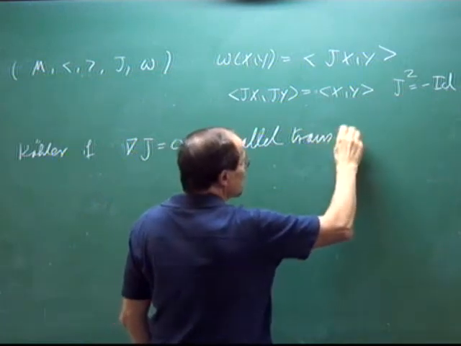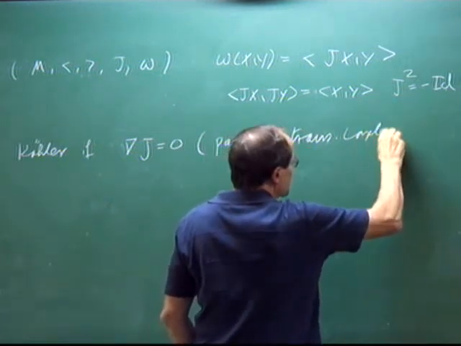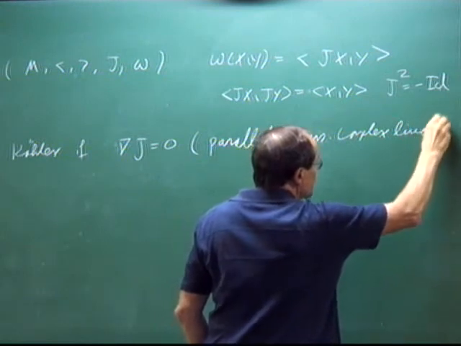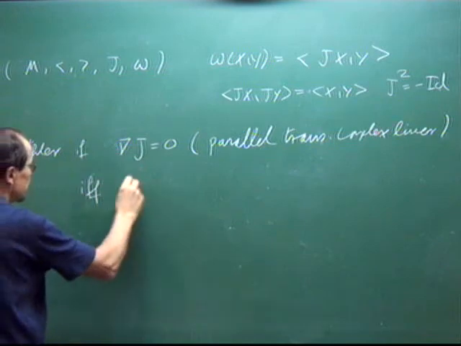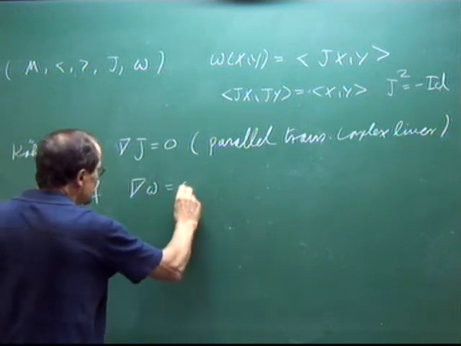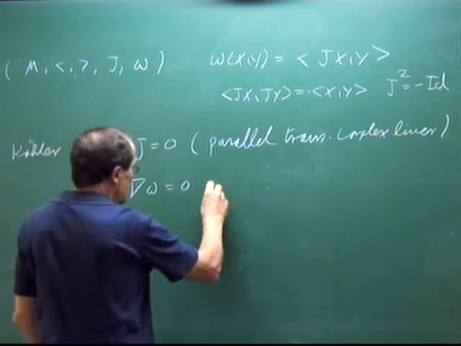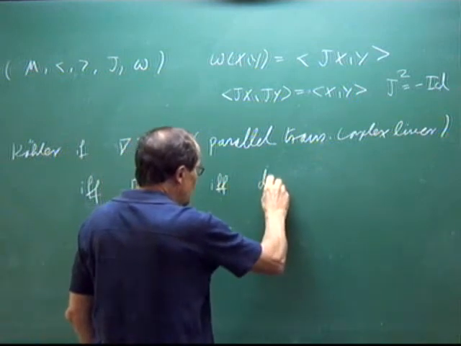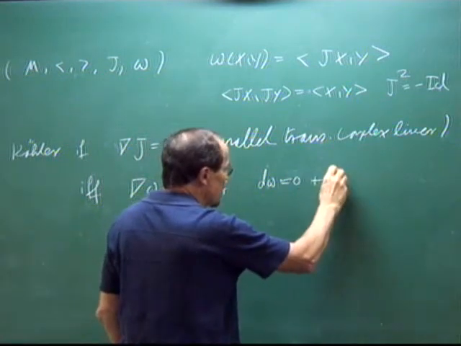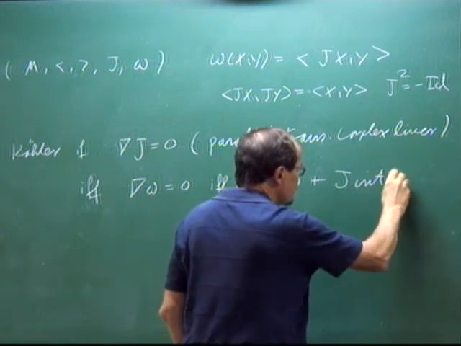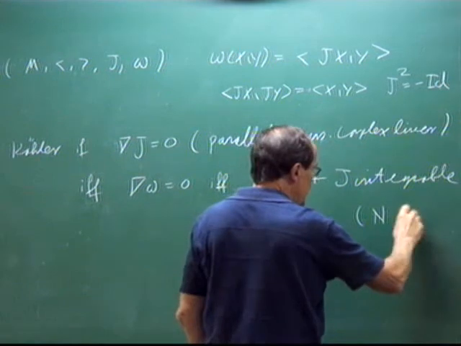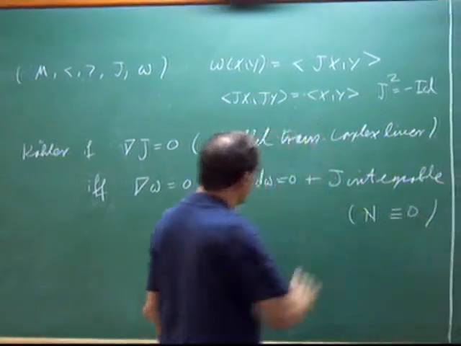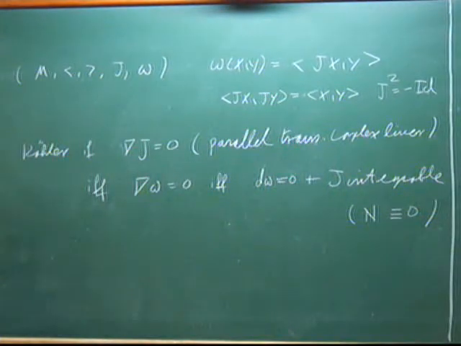Are complex linear. And this was if and only if the Kähler form is parallel. And this was if and only if the Kähler form is closed, plus J is integrable, which, remember, meant that a certain tensor N, the Nijenhuis tensor, identically vanishes. Okay. So all these things were a way of saying something is Kähler.